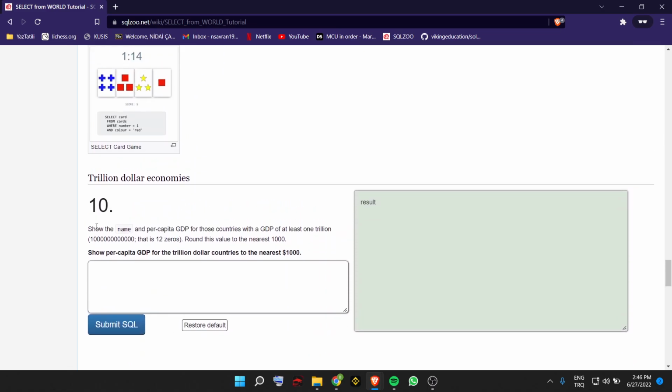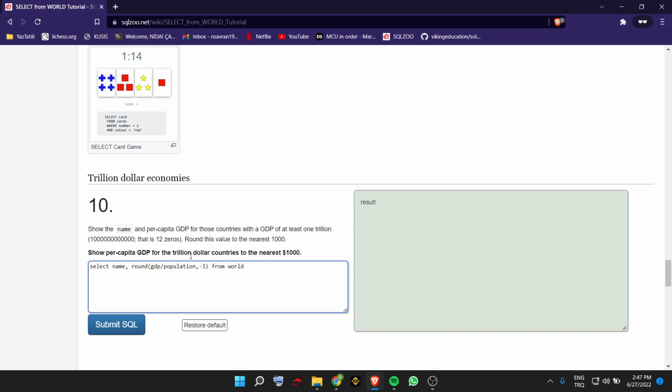Okay, show the name and per capita GDP for the countries with a GDP of at least 1 trillion. Okay, select name and GDP divided by population from world. We have to round it as well, so let's round it here. It says round to the nearest 1000.